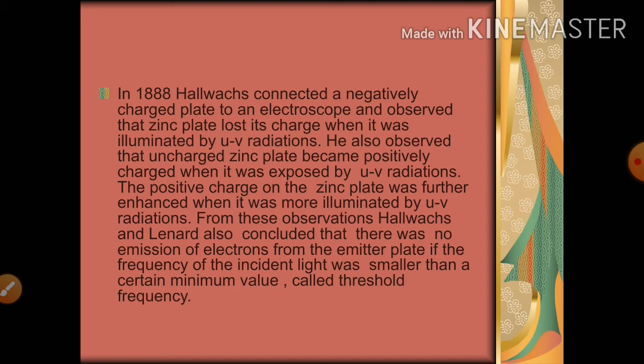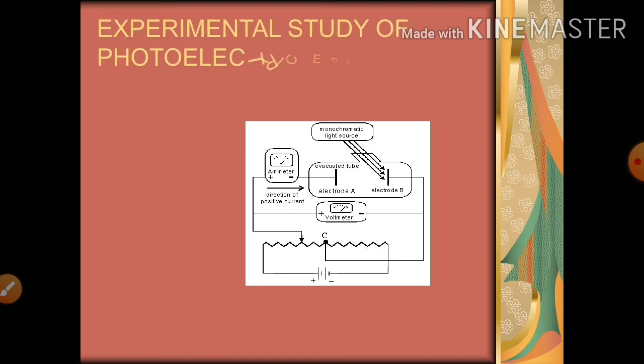From these observations, Hallwachs and Lenard also concluded that there was no emission of electrons from the emitter plate if the frequency of the incident light was smaller than a certain minimum value, and that value is called the threshold frequency. Now, the experimental study of photoelectric effect.